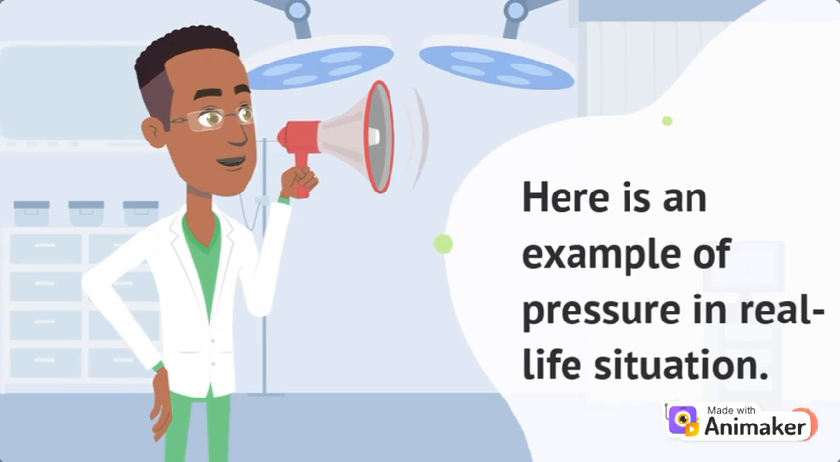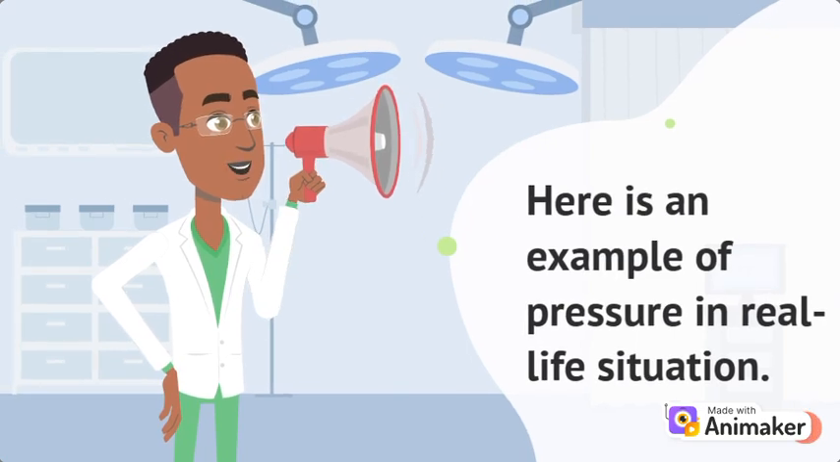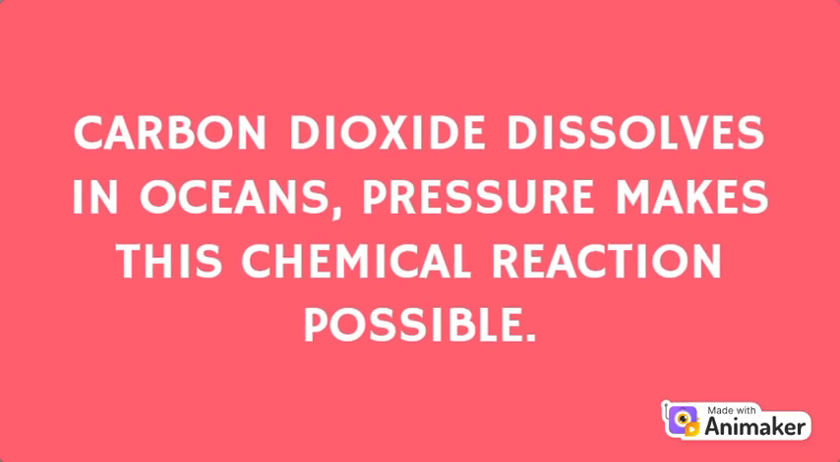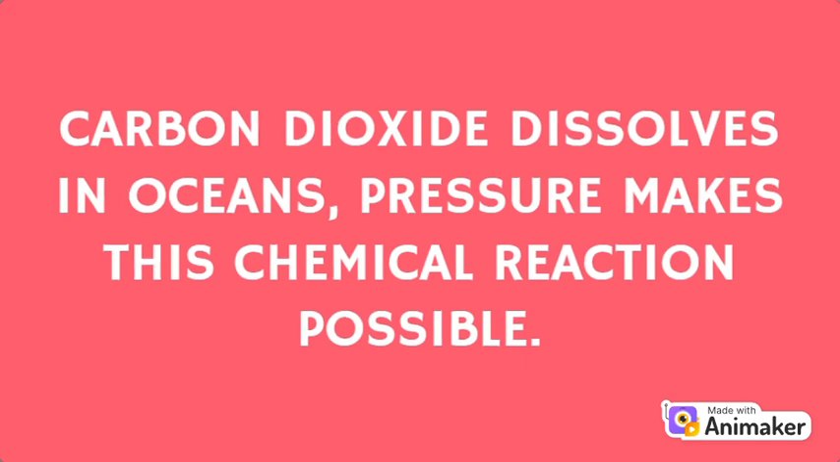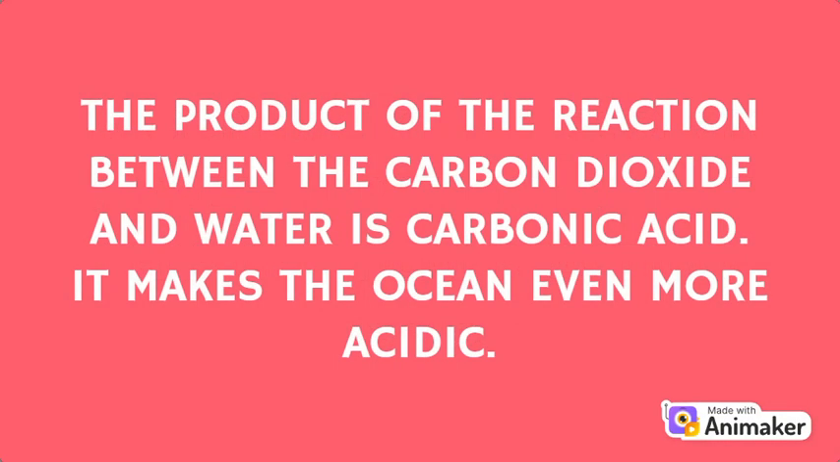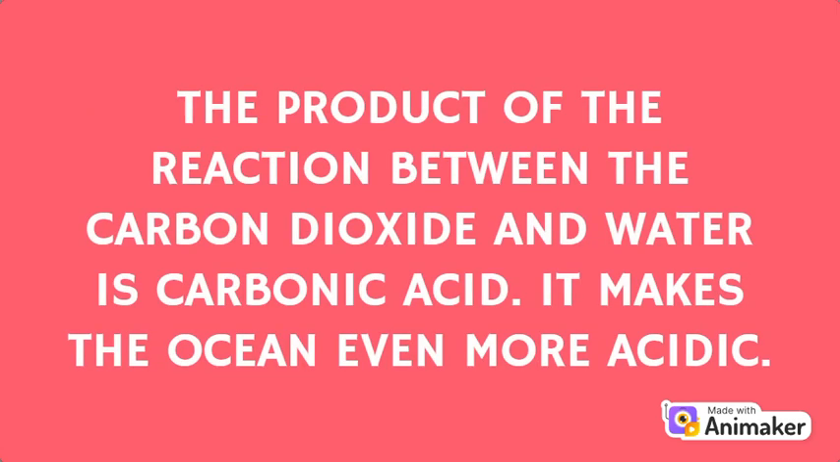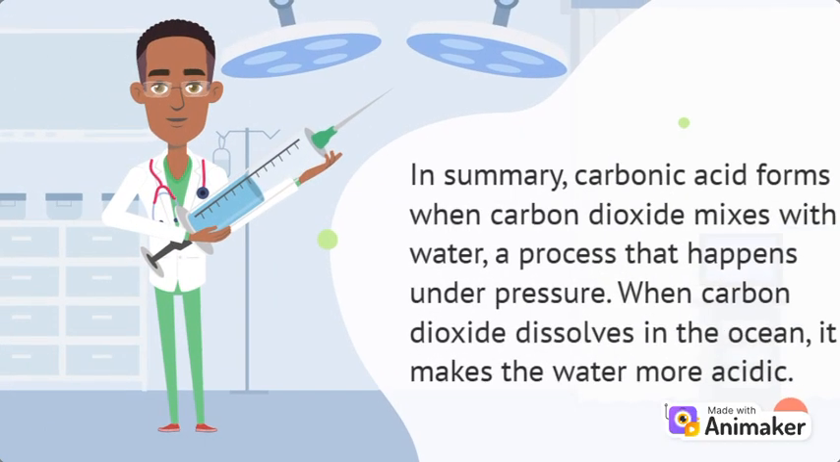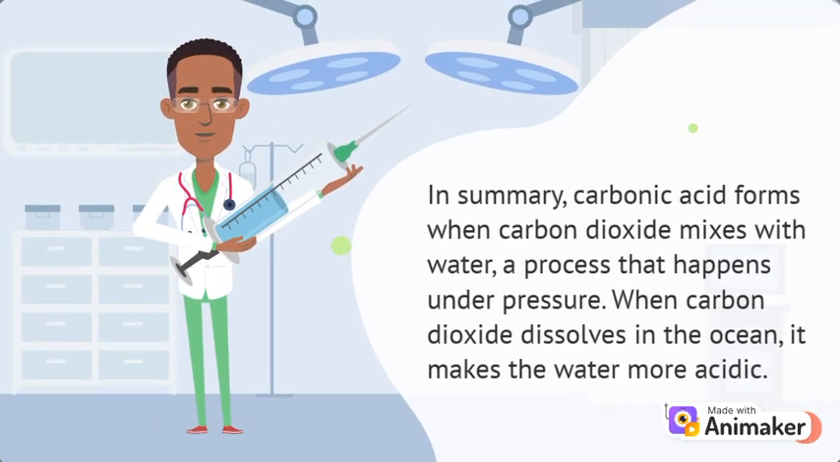Here is an example of pressure in a real-life situation. Carbon dioxide dissolves in oceans. Pressure makes this chemical reaction possible. The product of the reaction between the carbon dioxide and water is carbonic acid. It makes the ocean even more acidic. In summary, carbonic acid forms when carbon dioxide mixes with water, a process that happens under pressure. When carbon dioxide dissolves in the ocean, it makes the water more acidic.